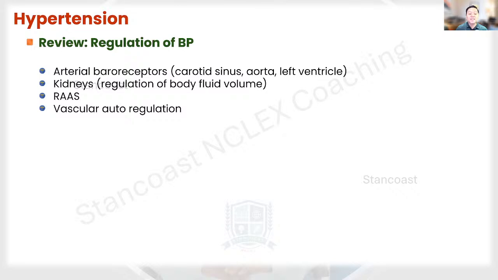So what is this? This is going to help the body to maintain much more consistent levels of tissue perfusion. Okay. All right.